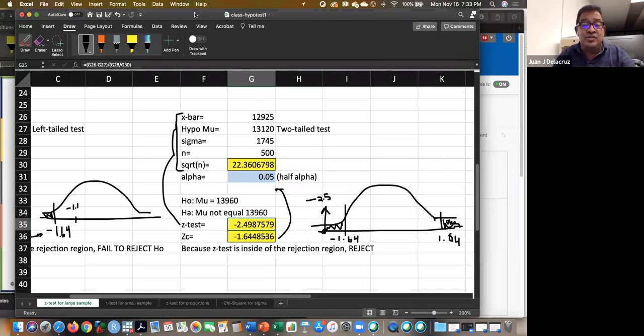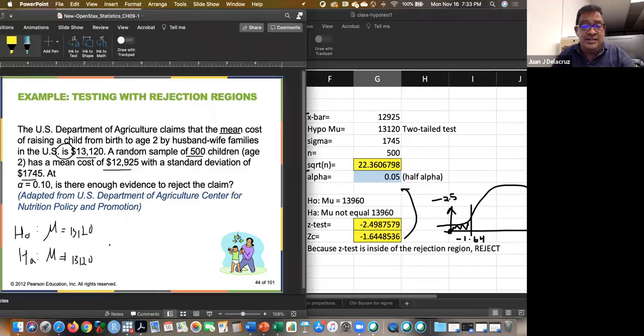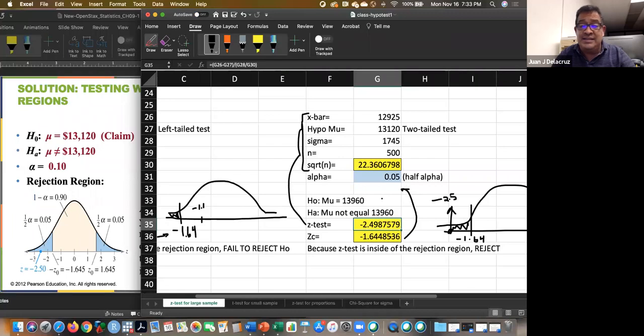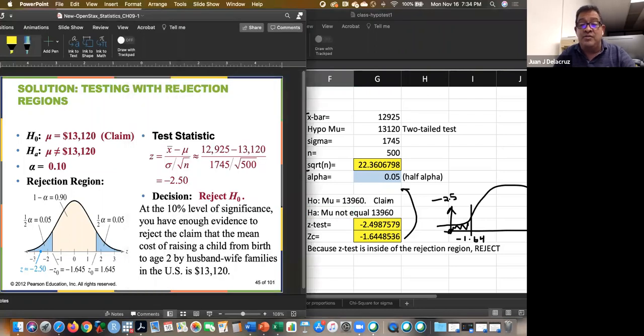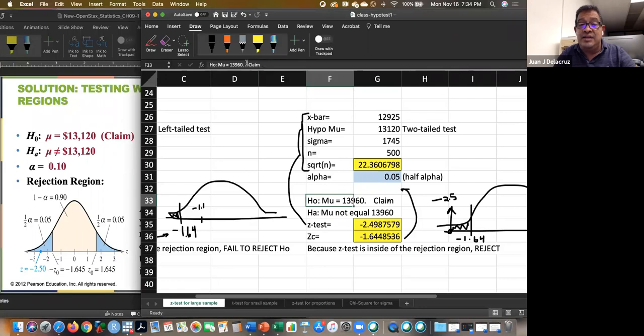So let me take a look at this. We were looking at this, and that happens to be the claim. So this is going to be the claim. That means that if we are rejecting the H naught, we have enough evidence to support that mu is not equal to that value, which is 13,120.